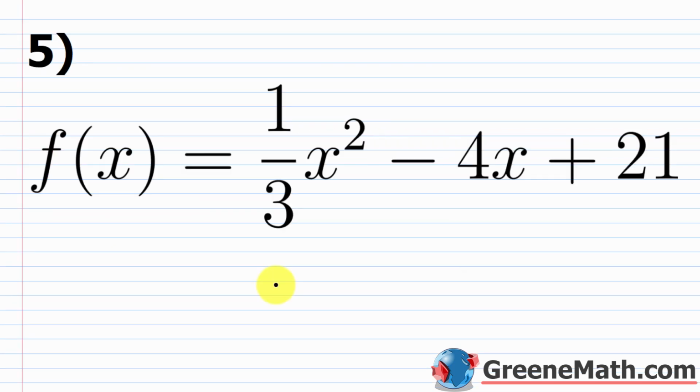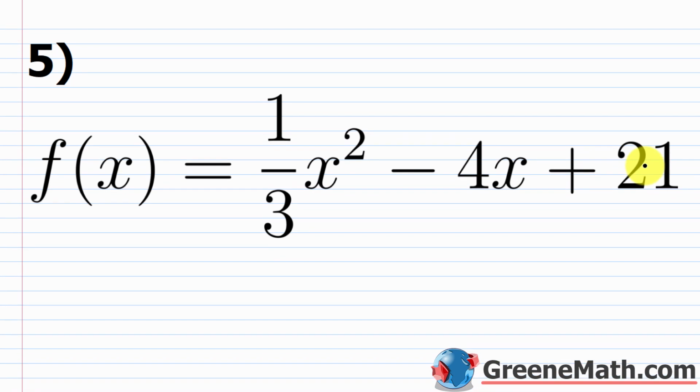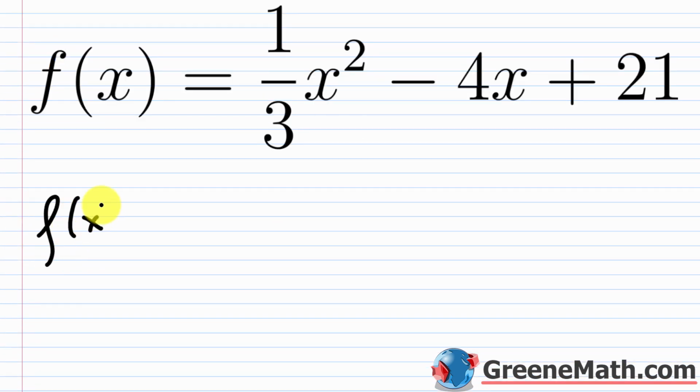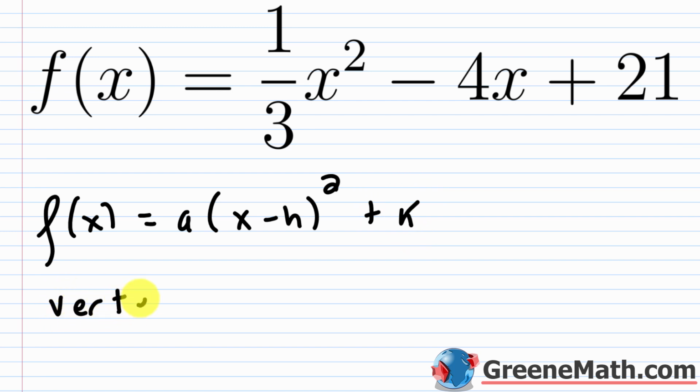All right, let's take a look at problem 5. So we have f of x is equal to 1/3 x squared minus 4x plus 21. So we want to find f of x is equal to a times the quantity x minus h squared, and then plus k. So this is the vertex form. And we also want to find the vertex. So the vertex is going to occur at h, k.